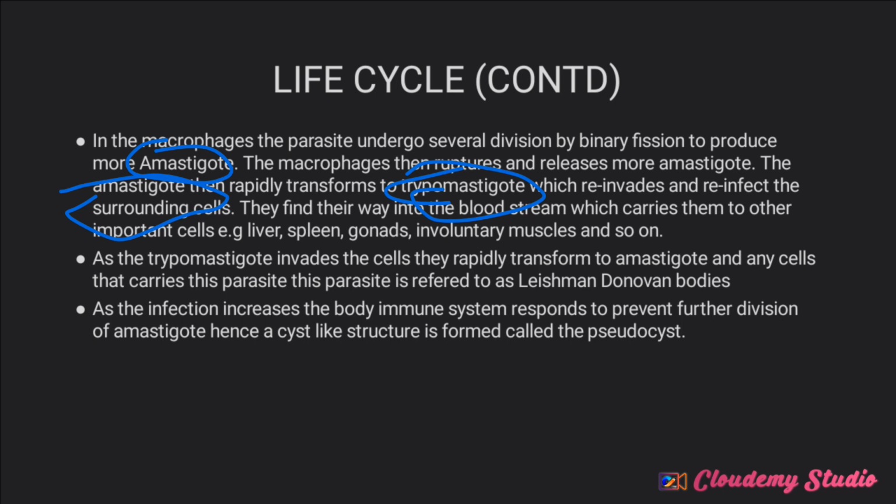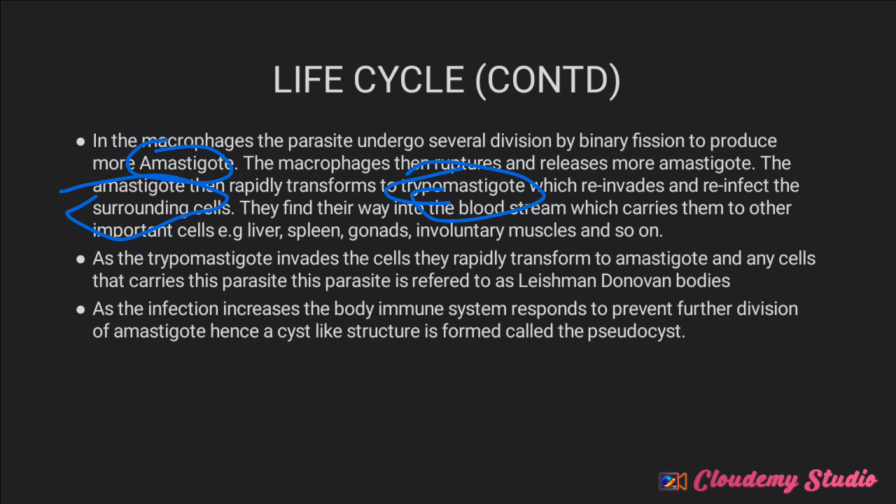They find their way into the bloodstream, which carries them into other important cells like the liver cells, the spleen cells, the gonad cells, and some involuntary muscles in the body. As the trypomastigotes invade the cells, they rapidly transform into amastigotes again. Any cell that carries this particular amastigote is known as LDB, Leishman-Donovan bodies.